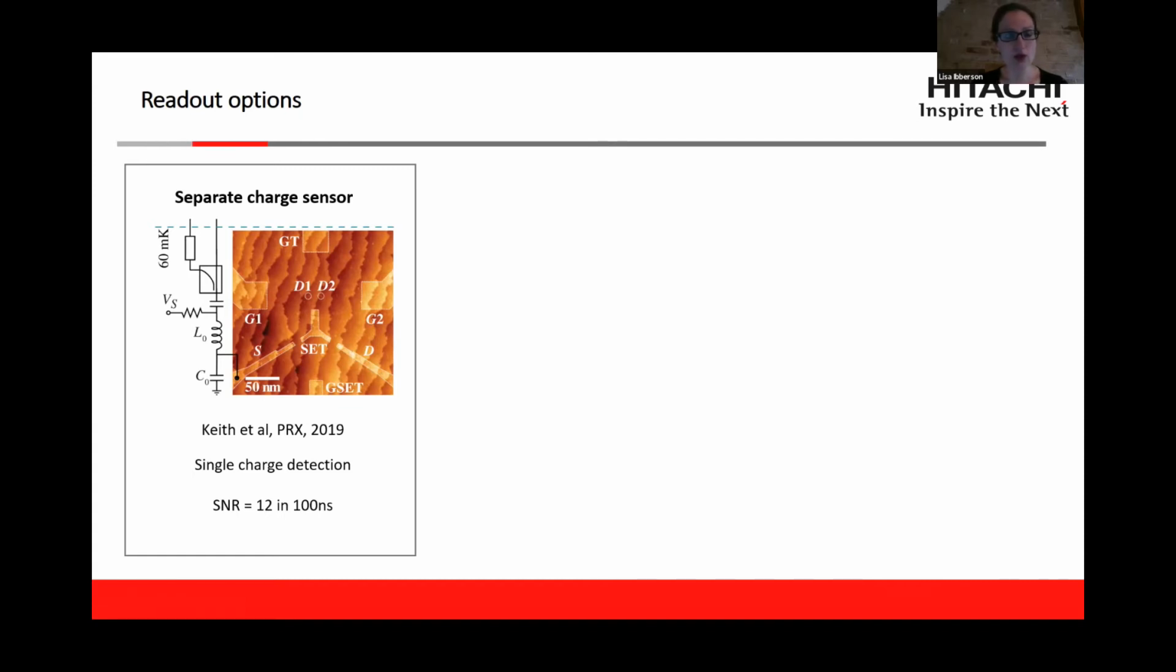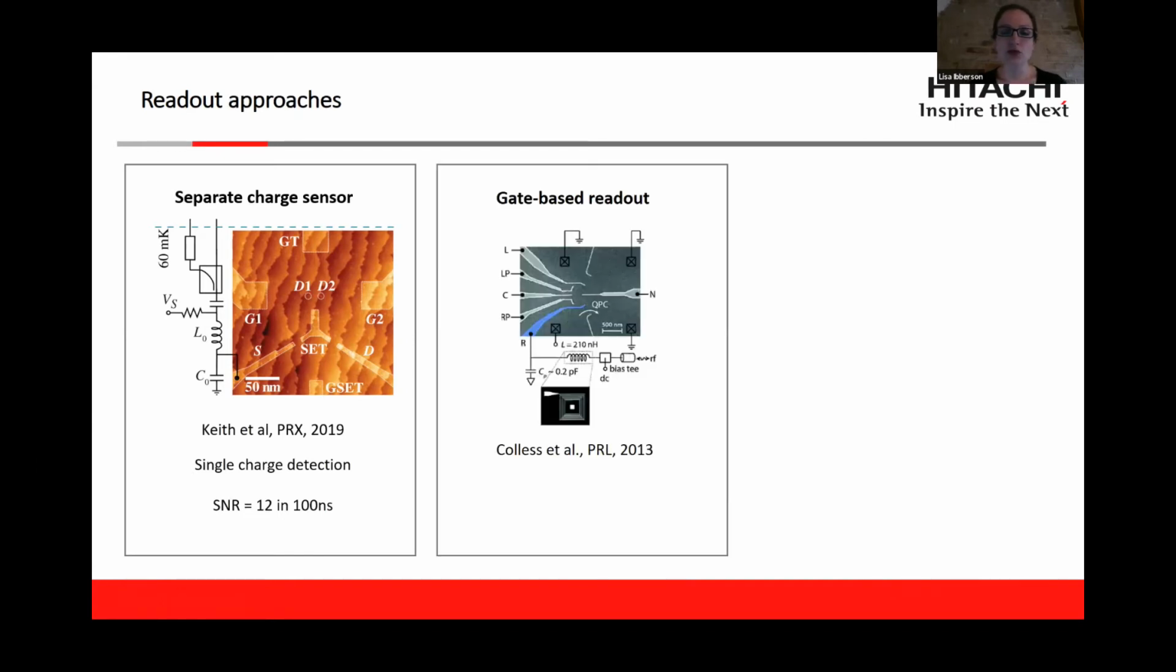And I think what's particularly impressive for me about this implementation is the small footprint. You can see the 50 nanometer scale bar there, but the footprint is small in spite of the fact that it includes a separate charge sensor. And admittedly, at the moment, they're using an off-chip surface mount inductor, which does increase the size of the measurement setup. An alternative to this approach is gate-based readout.